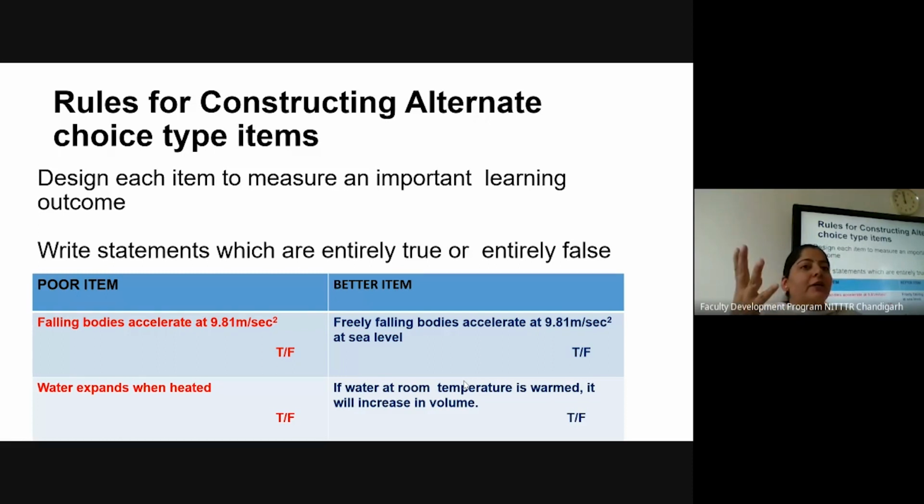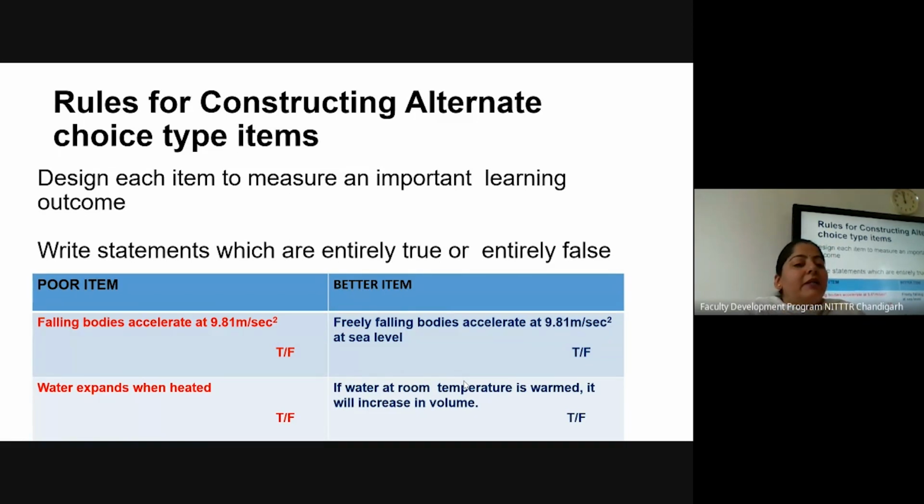Every test has its hours, a 1.5 hour, 3 hour, or 2 hour paper. So within that stipulated time period, we need to specifically ask questions that cater to the needs of different learning outcomes as per the demands of the subject. So the very first rule that we need to consider is, design each item to measure an important learning outcome and write statements which are either entirely true or entirely false.